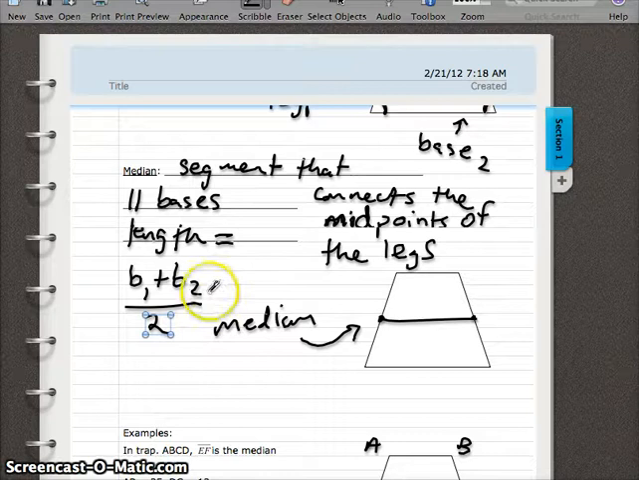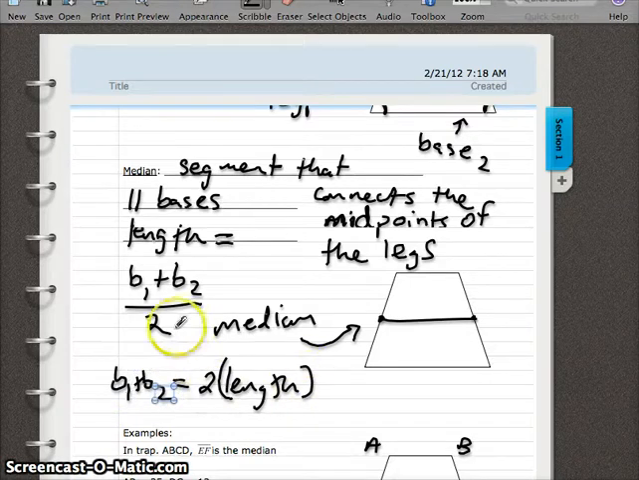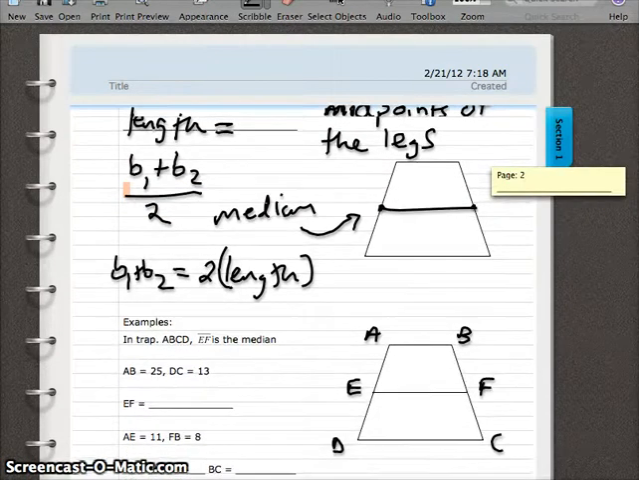You could also think of the median as being twice the length of the median would be equal to the sum of the bases. And you can do that by multiplying both sides of this equation by 2. And that gets rid of it from this side. So both of these equations here are going to be helpful in these next examples here.